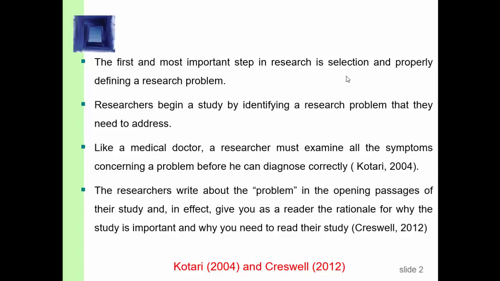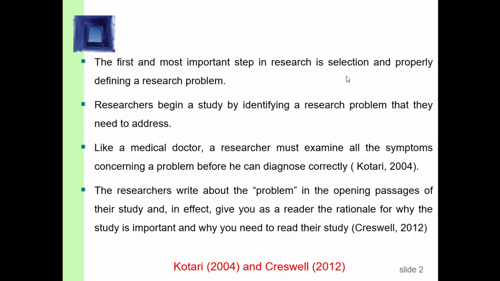For example, like a medical doctor, a researcher must examine all the symptoms concerning a problem before he can diagnose correctly. You should get all the relevant information about the problem which you have faced, the issue which you have observed, the issue which you want to solve, for which you want to search the solution. You should get all the relevant information.